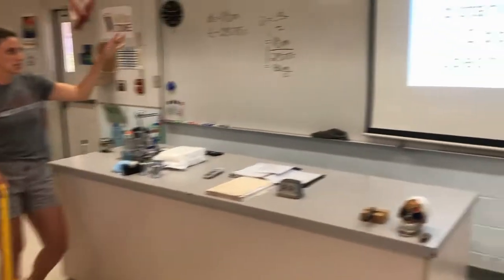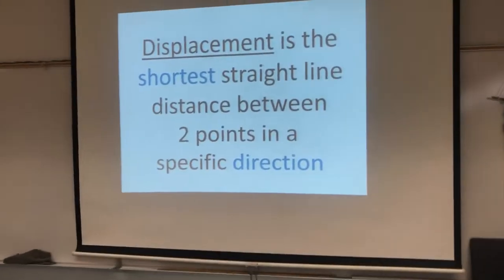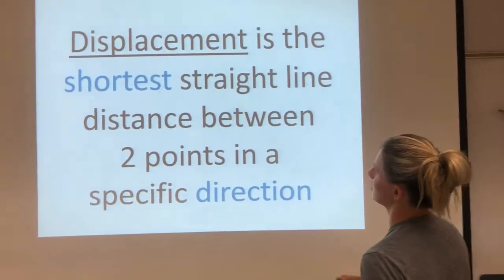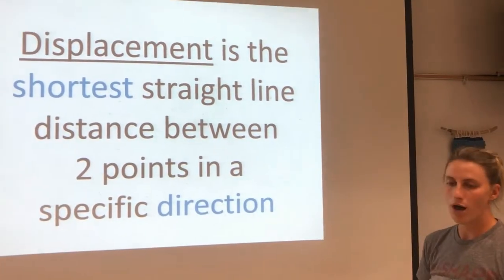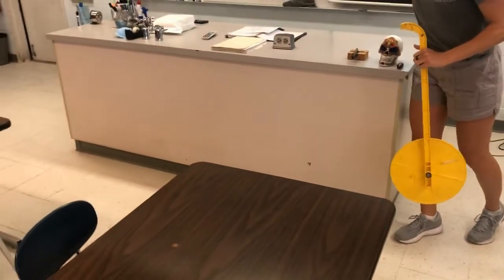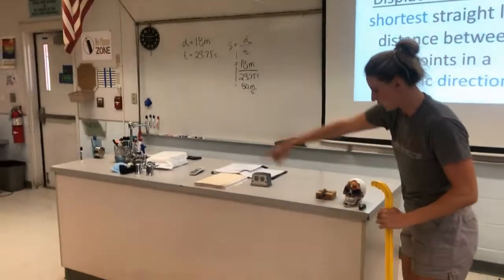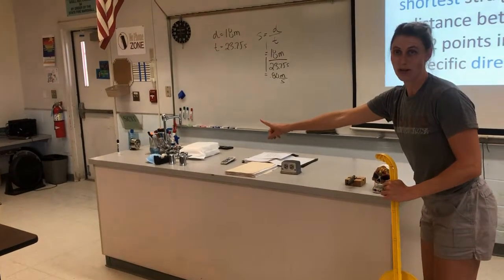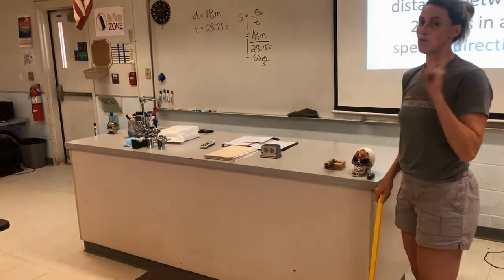So displacement is the shortest straight line distance between 2 points in a specific direction. So one point was right here, and the other point was right there. We are measuring displacement because we're not only going in between the two spots, but we're also worried about the direction that I'm going. And the direction is what makes it displacement.